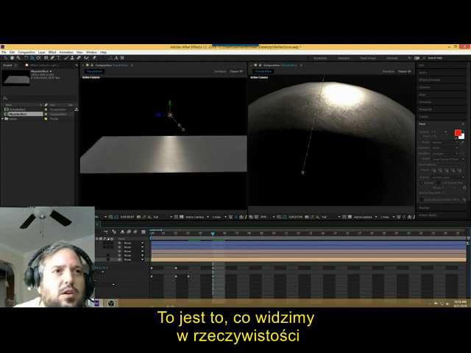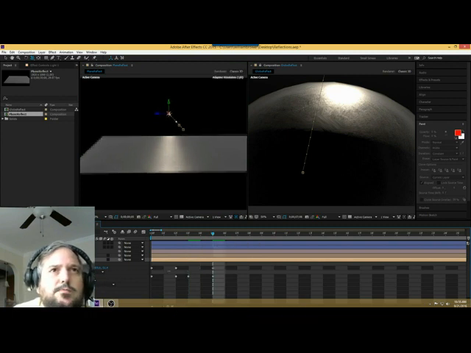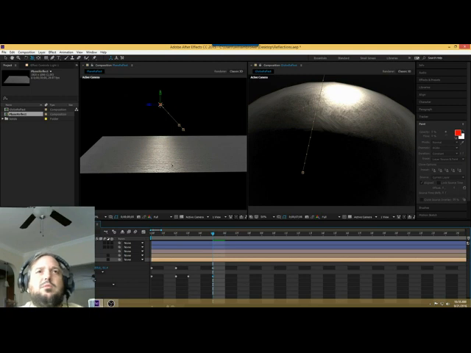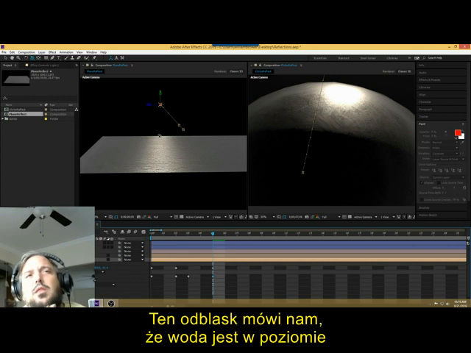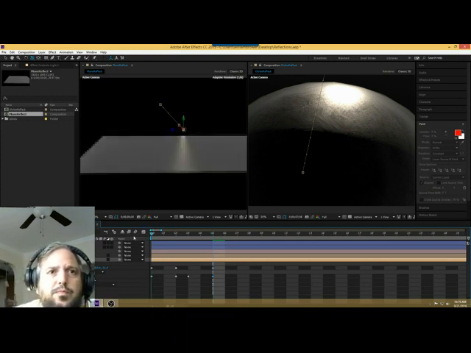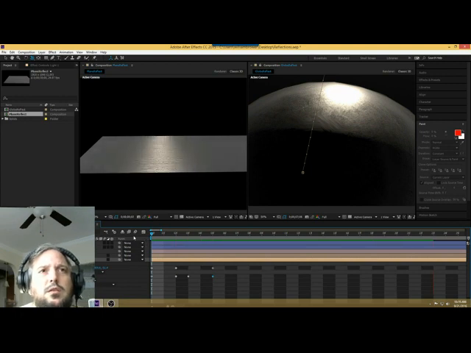And even as we move it further out, we're moving this light hugely further away, we have to increase the brightness to show the same illumination. So guys, I believe this is one of the proofs of flat Earth, showing that reflections of the water, it's as if the water is on a plane. We can go ahead and watch this again.